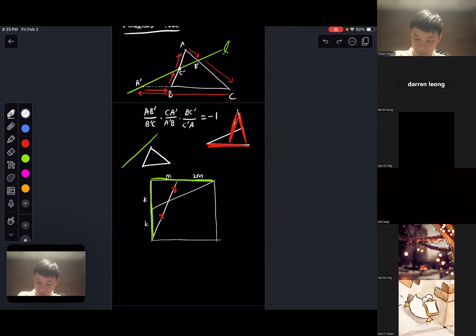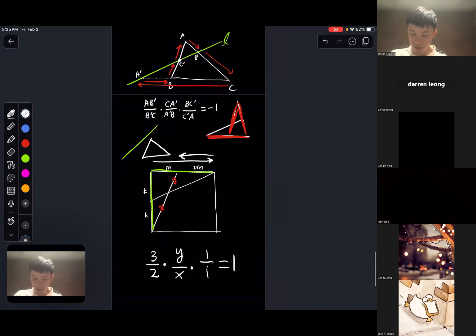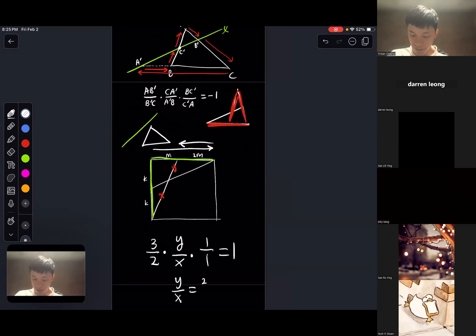So you can start anywhere. Let's say you start here, go this way. So it'll be 3 over 2 times, then we go down to y over x, and we go back up. That's 1 over 1 equals 1. So y over x is 2 over 3. So you can get a lot of ratios for this, and you can also get the other one by doing the other way around. So with this theorem, it's quite powerful sometimes.